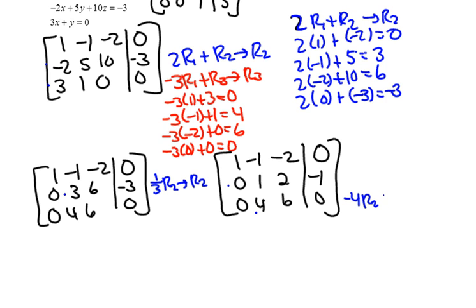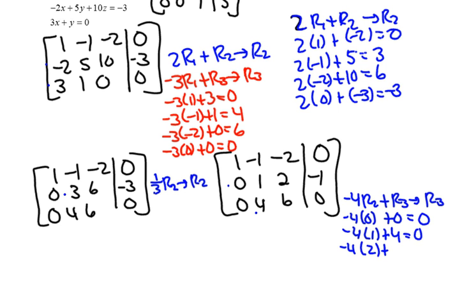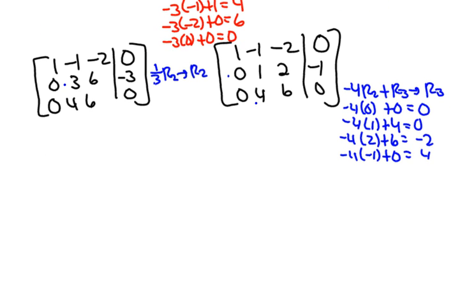Negative 4 R2 plus R3 is a new R3. So right underneath, I will do this row operation. So negative 4 times 0 plus 0 is 0. That's good. We want that 0 to be there. Negative 4 times 1 plus 4 is 0. Negative 4 times 2 plus 6, that's negative 2. And negative 4 times negative 1 plus 0 is 4. So those are going to be my new elements for row 3.